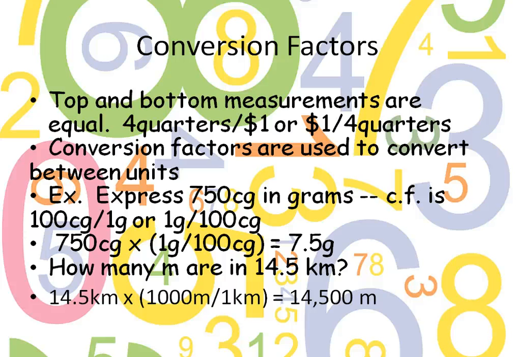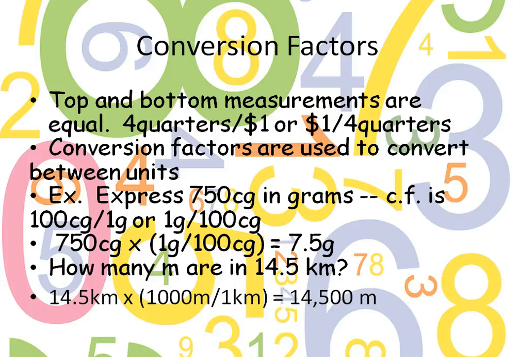And a conversion factor is really straightforward. Basically, the top number and the bottom number are going to be equal. They're both going to equal the same quantity. For example, 4 quarters equals $1. And it really doesn't matter if I've got 4 quarters on top of the fraction or $1 on the top of the fraction. So 4 quarters over $1 or $1 over 4 quarters, they both equal 100 cents, $1 worth of money. And we use these conversion factors to convert between units.